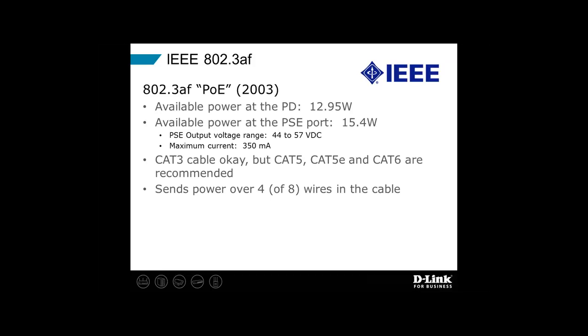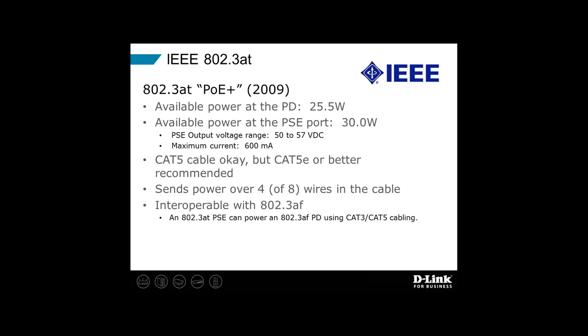The AF standard, I believe, says Cat 3 is okay, but certainly my recommendation would be Cat 5 or 5E or Cat 6 or better. And as I mentioned earlier, I think pretty much everybody today is deploying 5E or better in their networks. Another thing to keep in mind here, and we'll need this later in the discussion, is that with 802.3af, it's sending power over 4 of the 8 conductors in the cable. Which 4 we'll talk about, but it's interesting just to keep in the back of our minds.